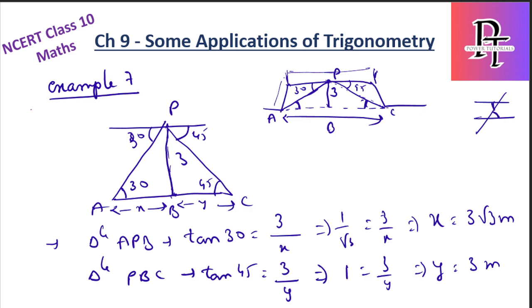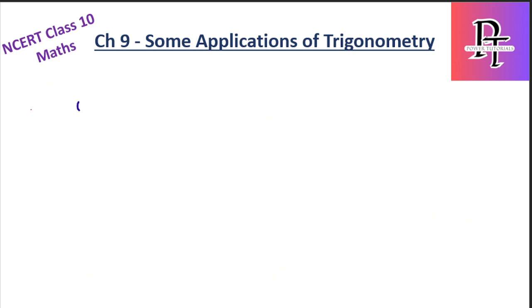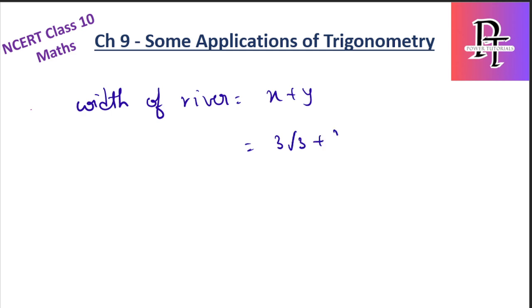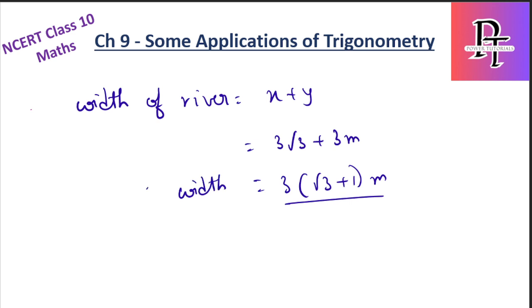But what they are asking is the total width of the river. This part of the river width is 3 root 3, this part is 3, so the total width will become 3 plus 3 root 3 meters. So we have to write the width of river is equal to x plus y, which is 3 root 3 plus 3. If I take 3 as common, it becomes 3 into root 3 plus 1 meters. Therefore, the width is equal to 3 plus 3 root 3 meters.